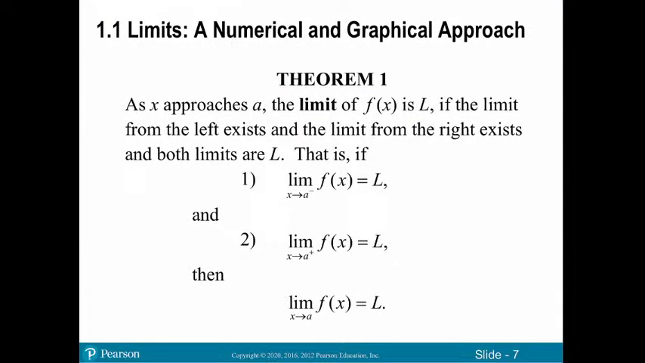So we have this theorem. It says that as x approaches a, the limit of f of x is L if the limit from the left exists and the limit from the right exists, and both of them are the same number. So again, the theorem is the first part, the limit as x approaches a from the left is L. The limit as x approaches a from the right is also L, then we say the limit as x approaches a exists and is L. So for the limit to exist and to be defined, the limit on the left has to equal the limit on the right. Okay?